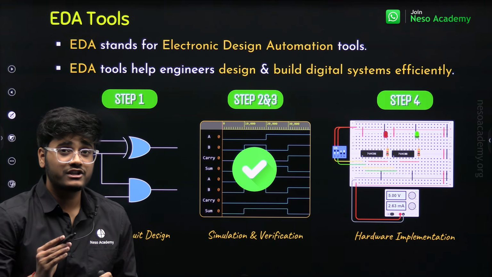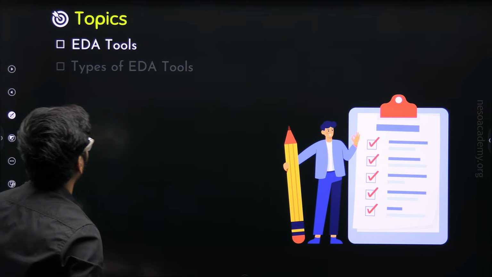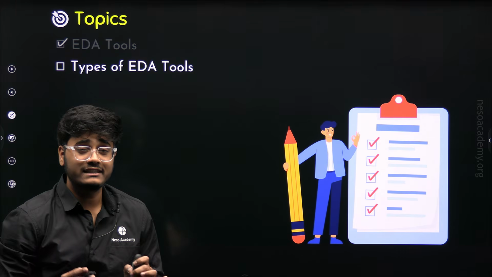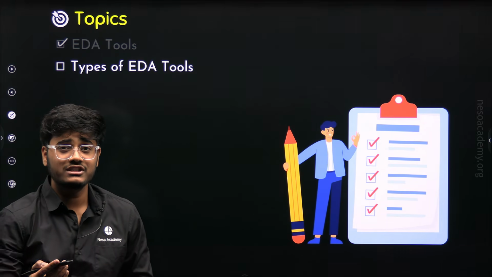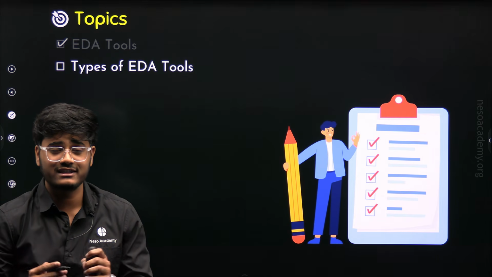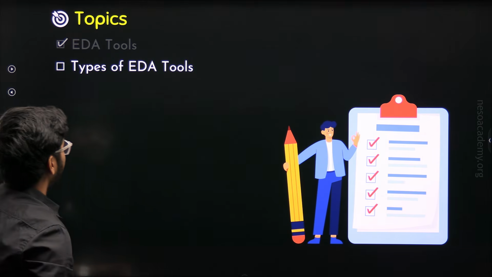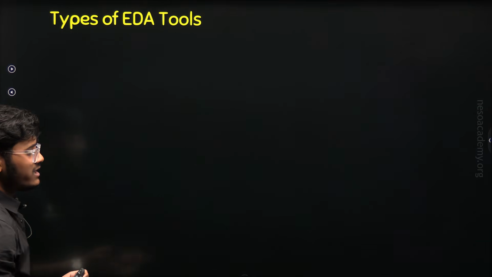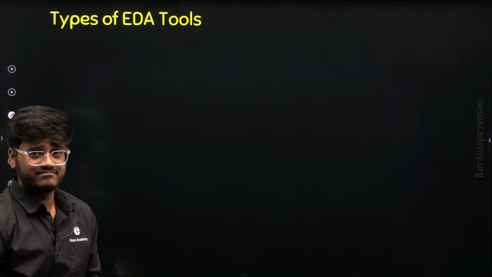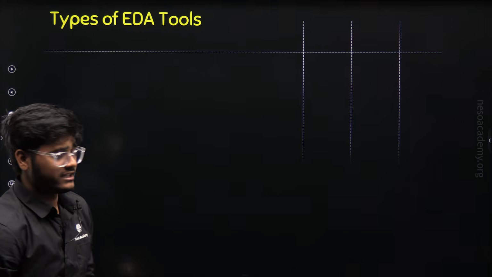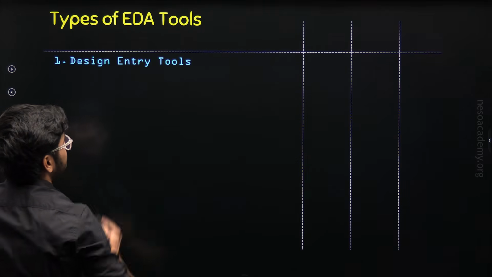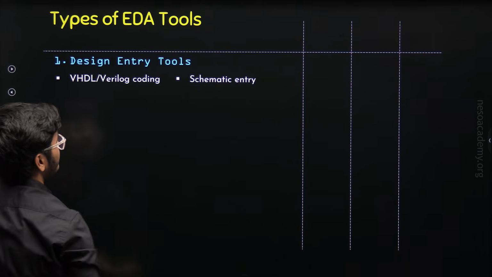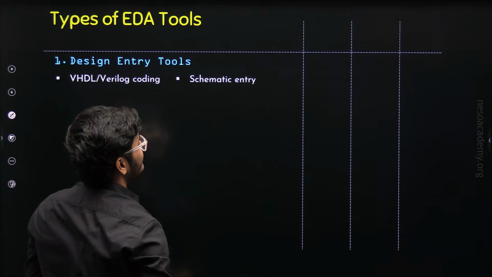Now, we are done with the definition of EDA tools, which means we are done with our first topic, EDA tools. And I hope you understand what EDA tools are: tools that help engineers to design and verify electronic systems. So let's start our second topic, types of EDA tools. EDA tools are classified based on the digital design process. There are different types of tools such as design entry tools. Here we create the design using VHDL coding or Verilog coding or even with schematic diagrams.